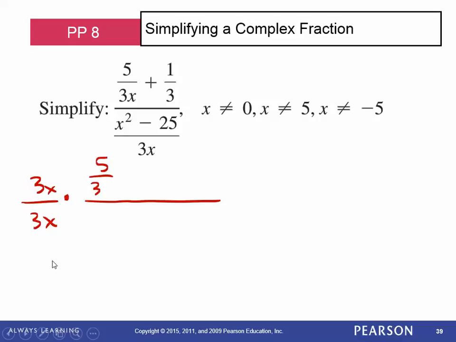So 5 over 3x plus 1/3. On the bottom, x squared minus 25 over 3x. So multiplying the top, multiplying the bottom, both by 3x. So this is method number 2.